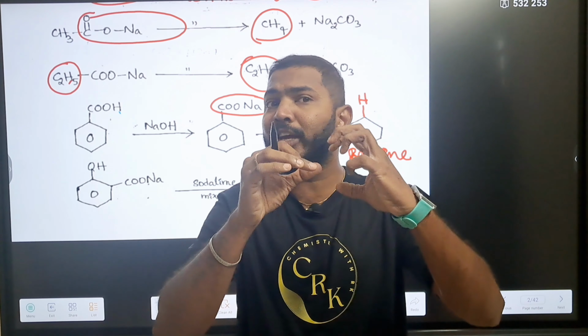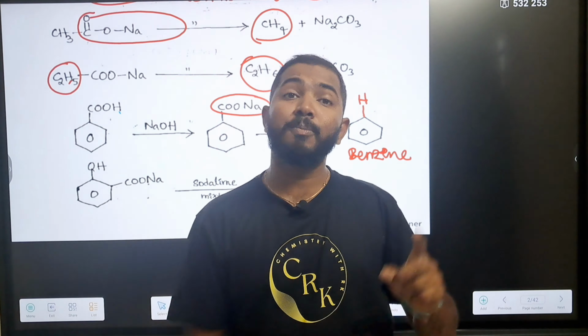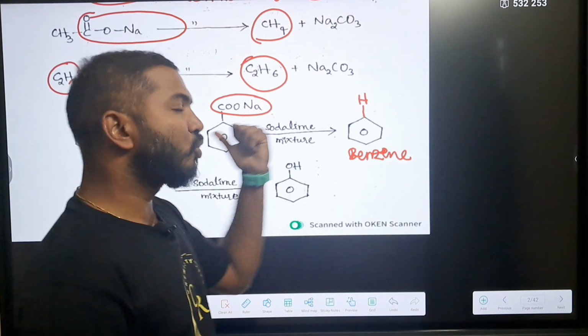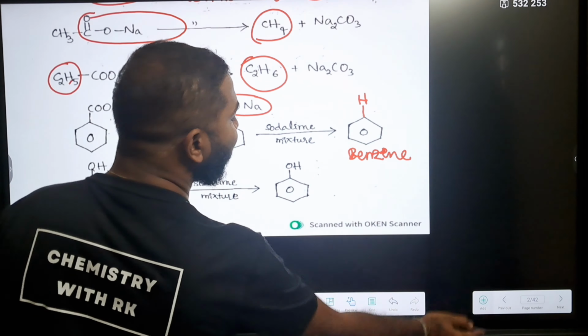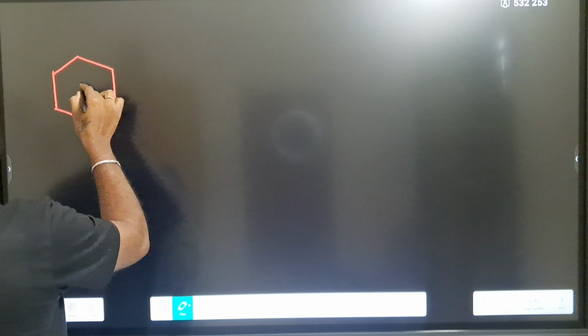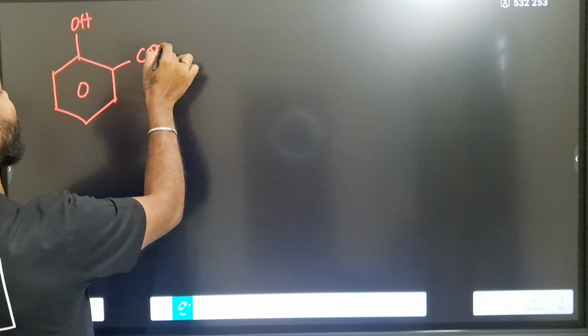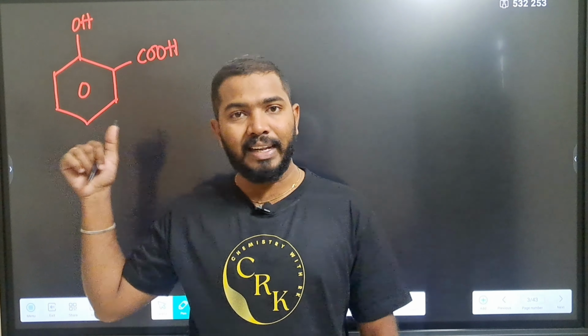Hope you understood. Please try to correlate the concept. What did we get here? Benzene. So obviously this reaction is used in the preparation of benzene from sodium benzoate by decarboxylation. Next, similarly, let me take this acid, called salicylic acid, having OH and then COOH at the next position. This is called salicylic acid.